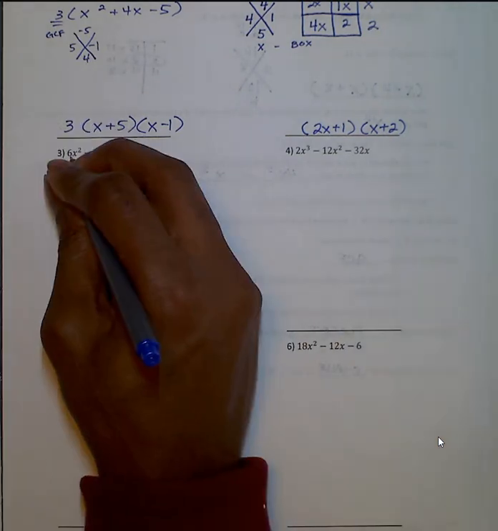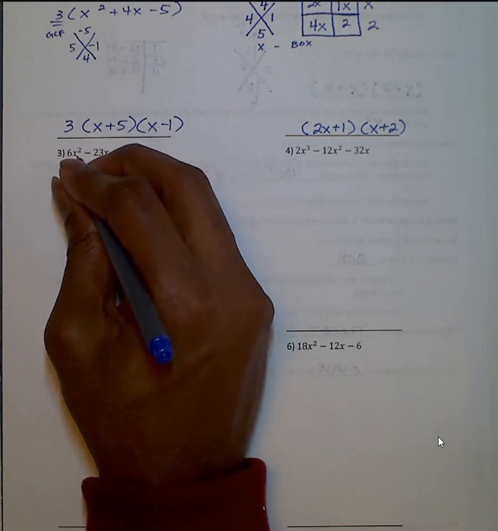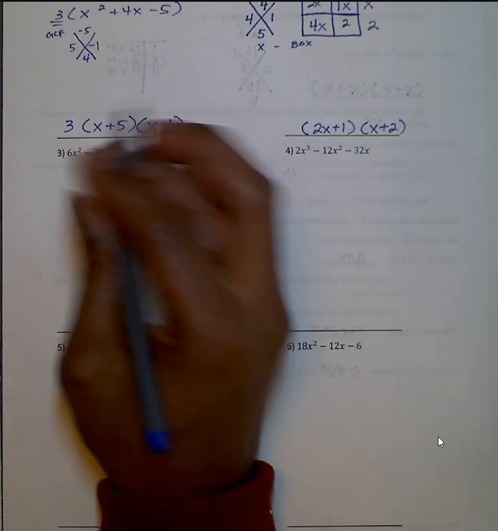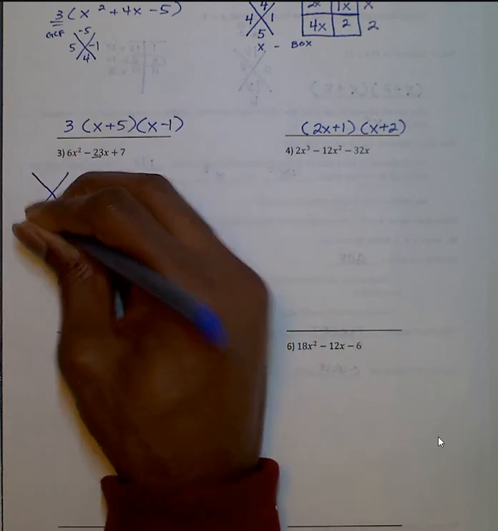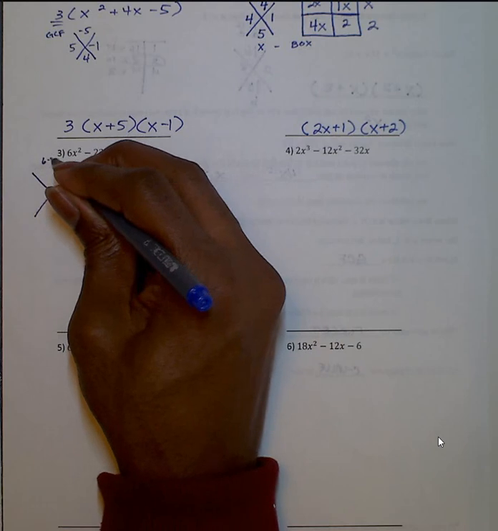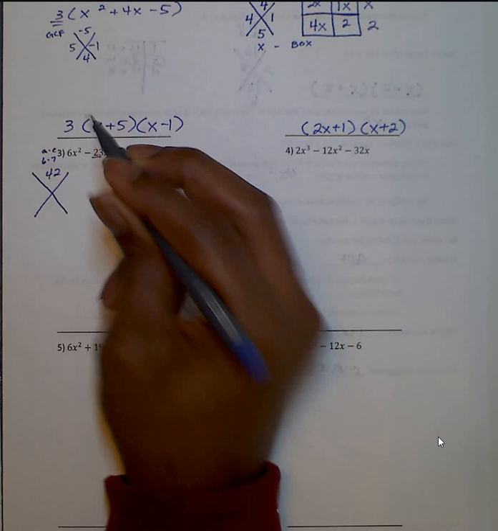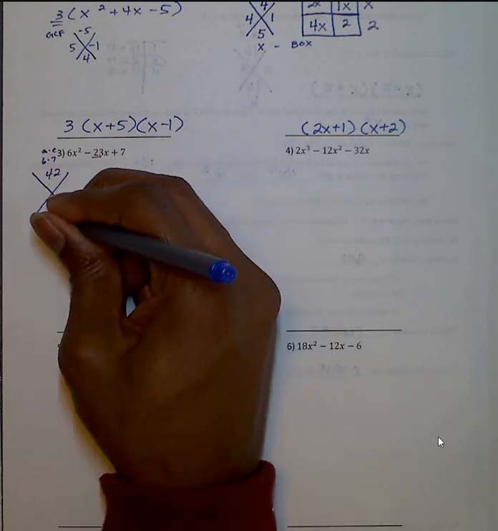Number 3, we have 6x squared minus 23x plus 7. Okay, looking for a GCF, but 23 is prime, so we're not going to be able to find one. So now we have to make our box. Our C value is going to be 6 times 7, 42. Remember, that's because A times C. A is 6, C is 7. And our B value is going to be negative 23.